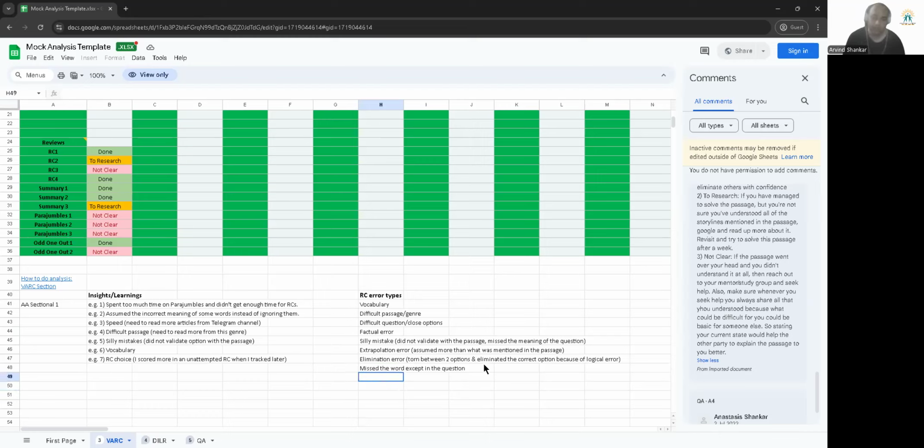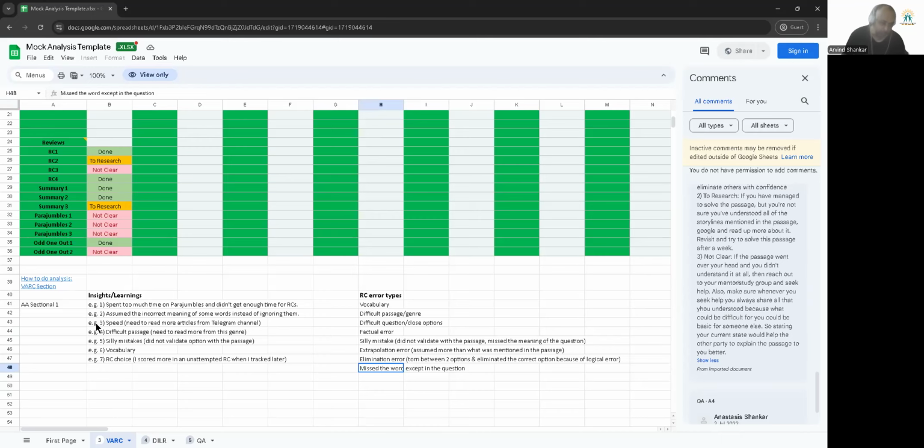Elimination error, torn between 2 options and eliminated the correct option because of logical error, or missed the word except in the question. This error, I'm sure lots of people have already experienced. Missing the word except or missing the word not, or given the convoluted nature of the language, "which of the following would the author not agree with except?" तो फिर ये नहीं पता चलता कि भाई मेरे से something that author agrees with या author doesn't agree with मांग क्या रहा है. "Which of the following, if true, would not agree with the author except?" तो फिर इसमें क्या रहेगा क्या नहीं रहेगा. Those sorts of errors usually happen.